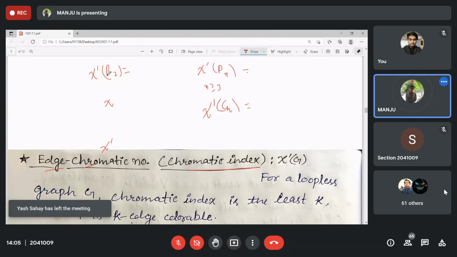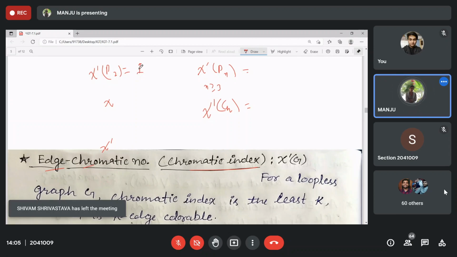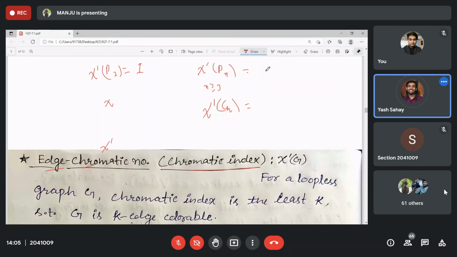Tell me, chromatic index for P2. One. You have only one edge. How can you use two colors? One, right? For P3, 2. For P4, 2. So minimum 2, maximum it is the number of edges, right? So we want the minimum k so that this is k-colorable. That's why this will be 2.